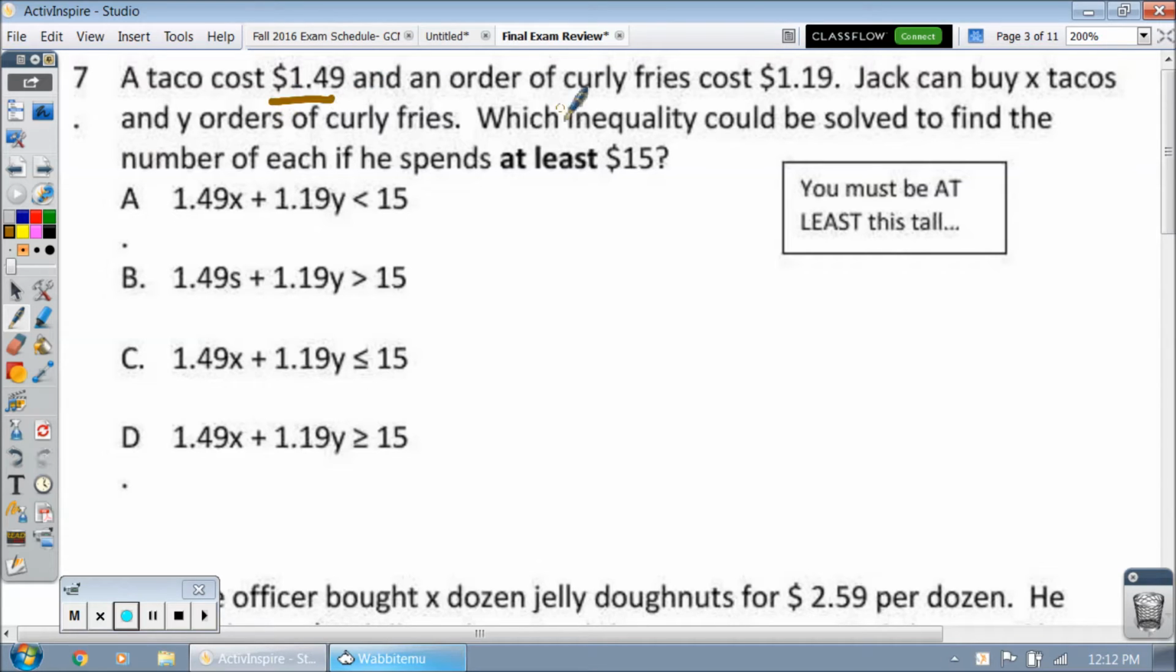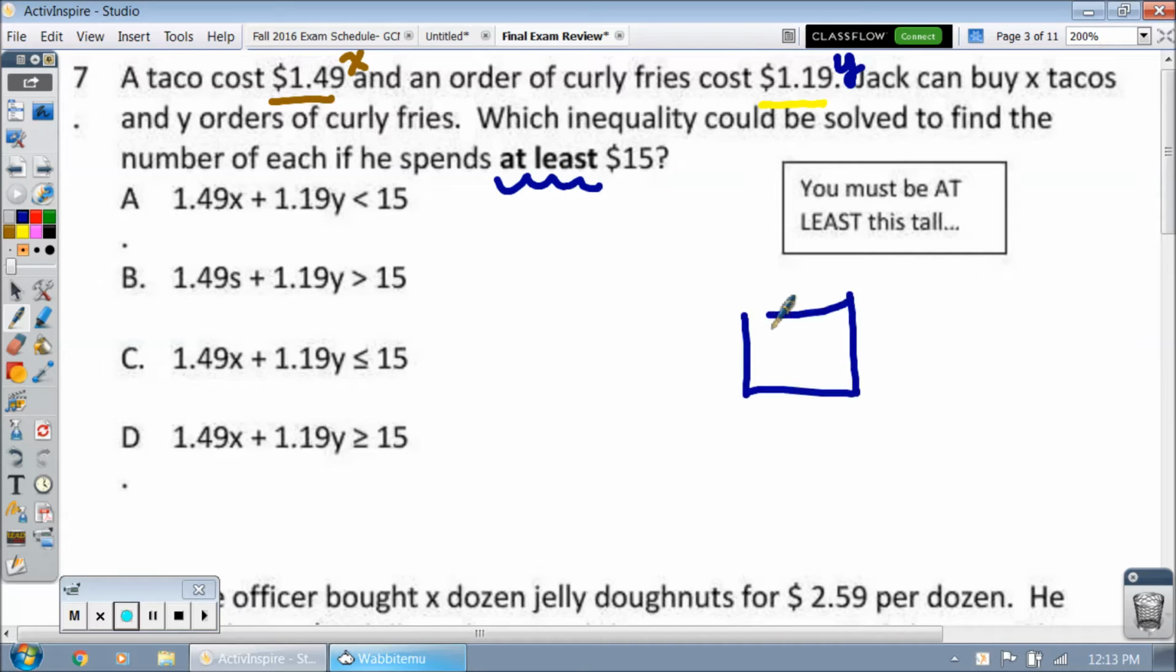A taco costs $1.49 and some curly fries, it looks like, cost $1.19. They say Jack can buy X tacos, so I know the letter X is going to go with $1.49, and Y orders of curly fries, so this will be Y. Which inequality could be solved to find the number of each if he spends at least?